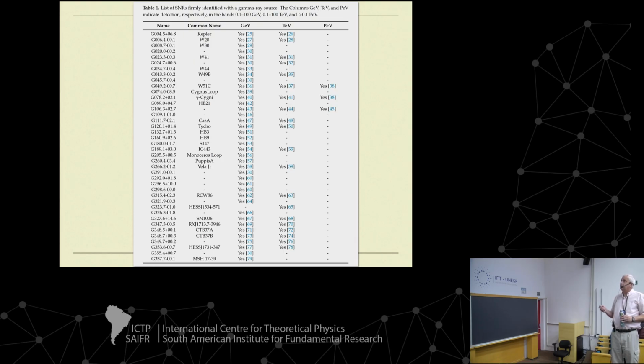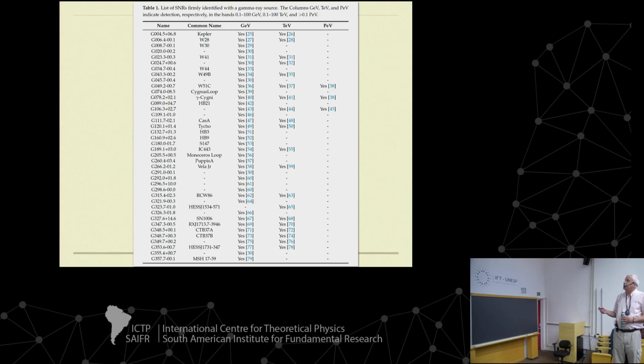This is the full list of supernova remnants that are firmly identified with gamma ray sources in the different gamma ray bands. So here you have the GeV band, essentially Fermi, the TeV band, and finally the PeV band. These are the three supernova remnants that are identified by LHAASO experiments. We heard from Sushan about these three remnants.